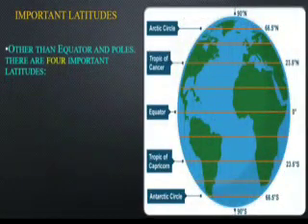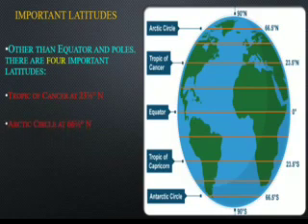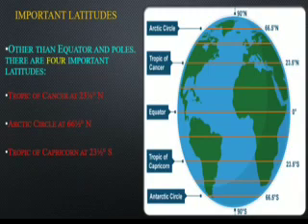Children, observe the latitudes here. Other than the equator and poles, there are 4 important latitudes. Tropic of Cancer at 23.5 degrees north, Arctic Circle at 66.5 degrees north, Tropic of Capricorn at 23.5 degrees south, and Antarctic Circle at 66.5 degrees south.